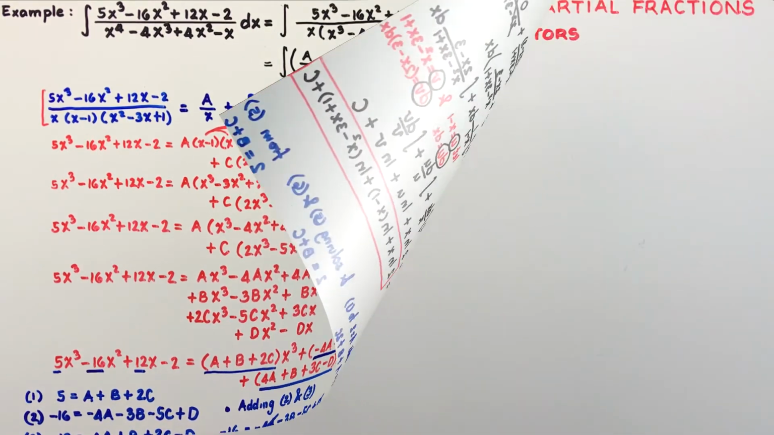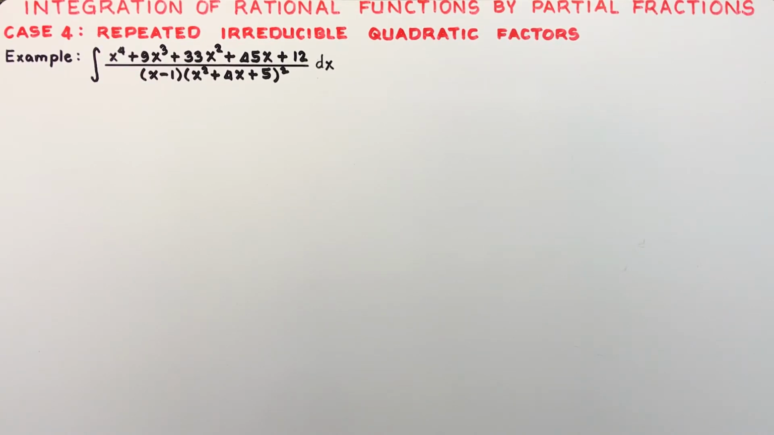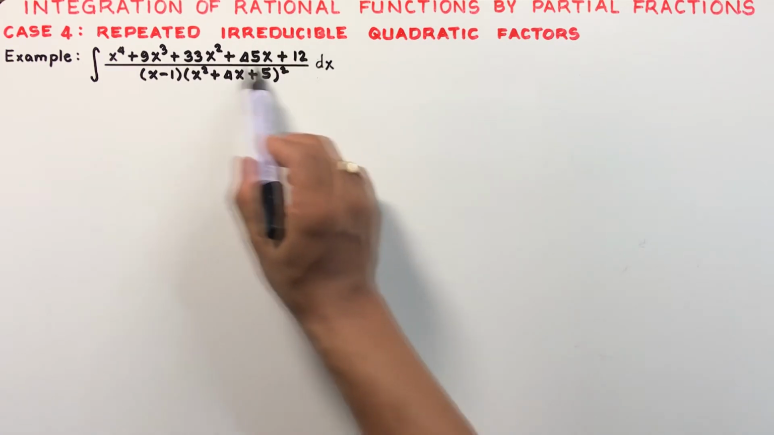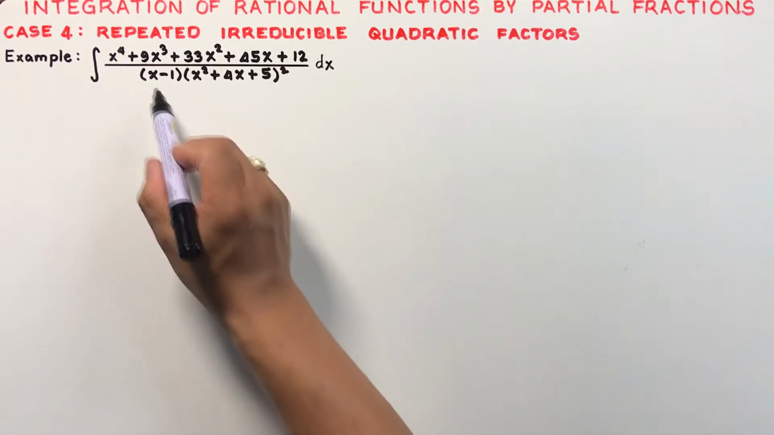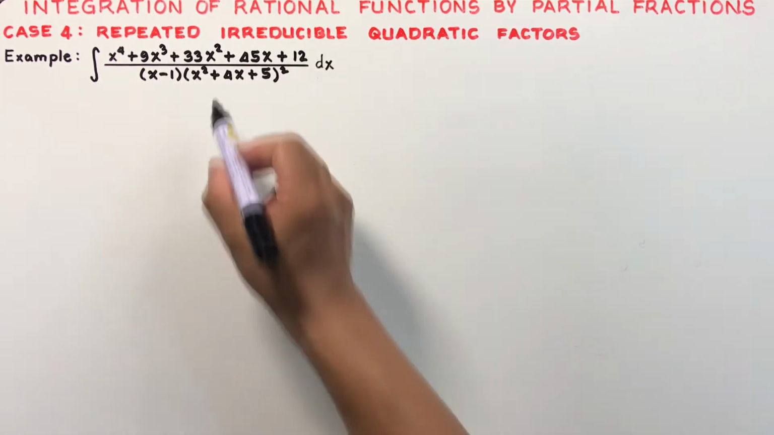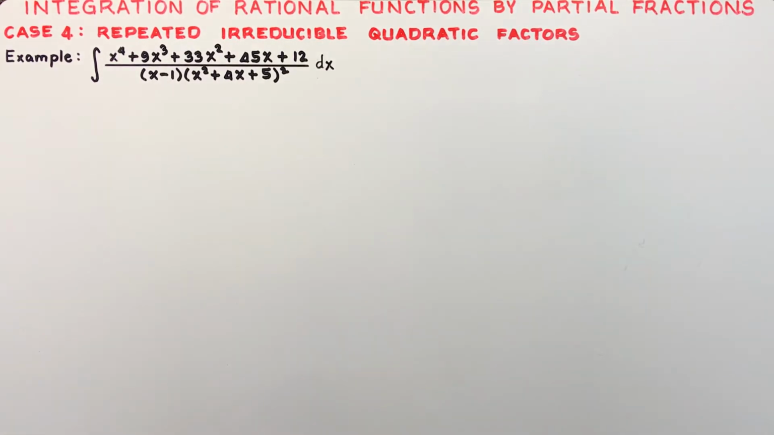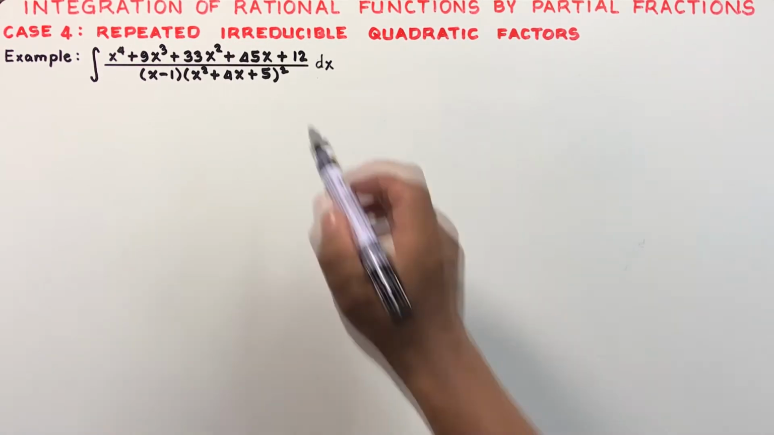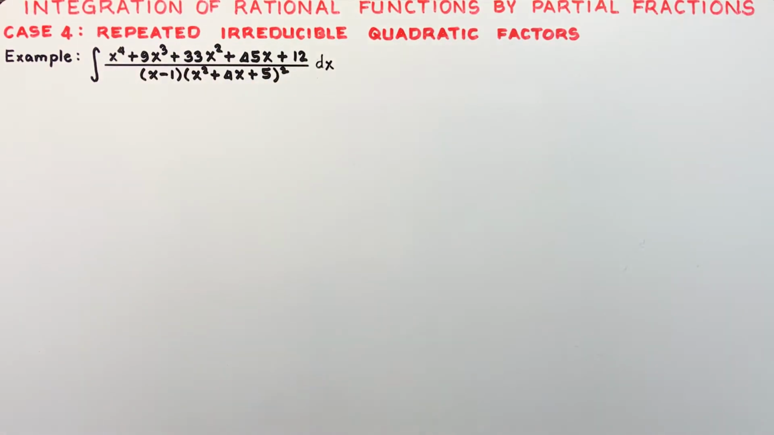Now let's proceed to case number 4, where the denominator of our rational function contains repeated irreducible quadratic factors. And in this case, you can see that our denominator is already in factored form, wherein it contains a linear factor and a square of an irreducible quadratic factor, because this quadratic factor cannot be anymore factored to linear factors, such that the coefficients are rational numbers. And you notice that this is already a proper rational fraction.